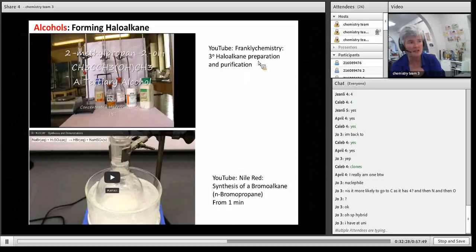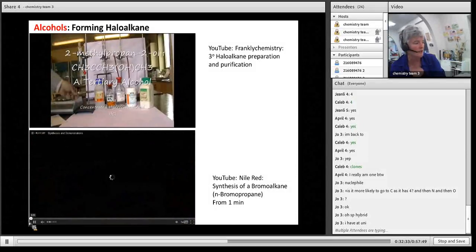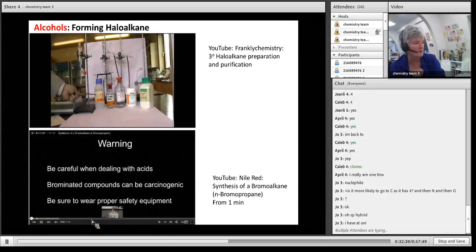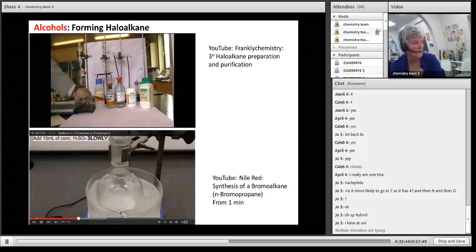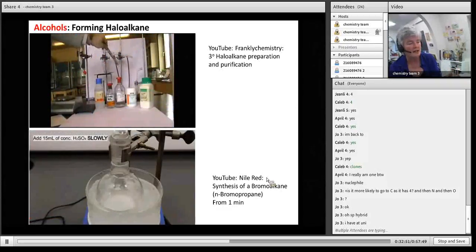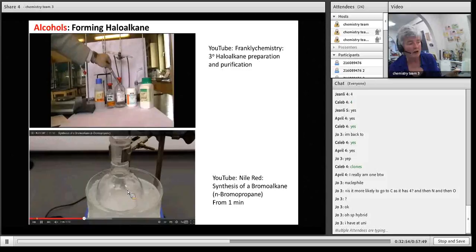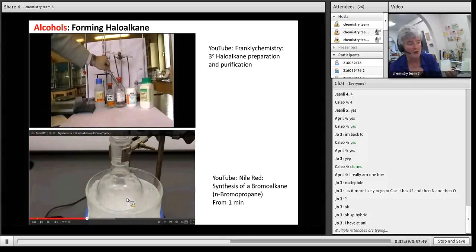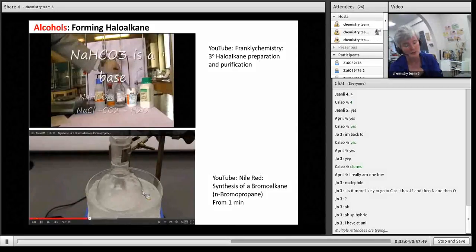Sodium carbonate is used to remove the acid. And then, as I say, there's this one as well. This one's shorter, and if I just drag it to about a minute or so, okay, then you can see they're first making the HBr in solution. So they're not adding HBr, they're making HBr in solution, so they're keeping it very cold, and then the heating will come later.